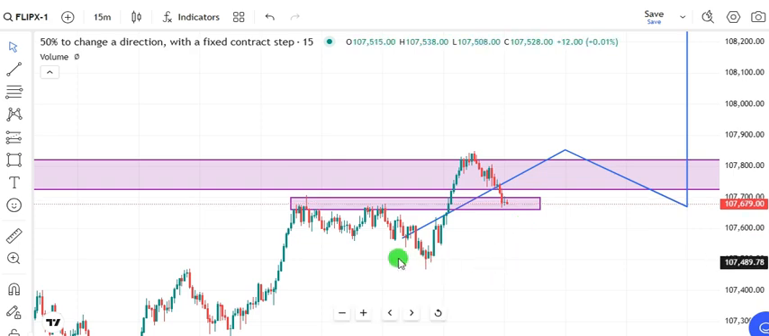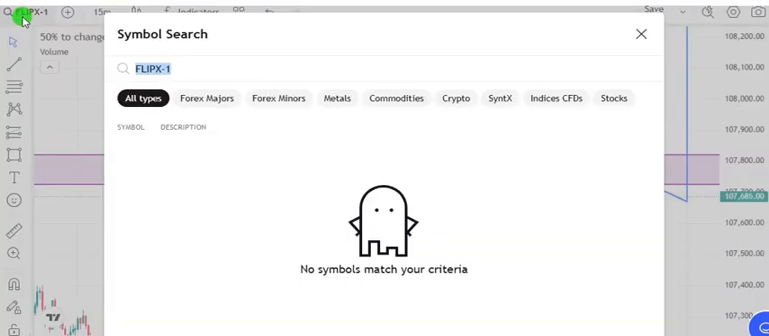Our main zone is this level. So long as price is above this, we are still looking for bullish trades. Okay, so that's that for flip X1. Now let's go to pain 600.